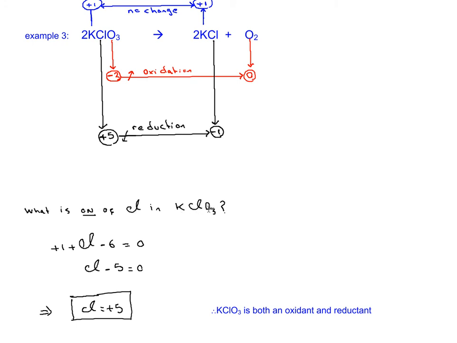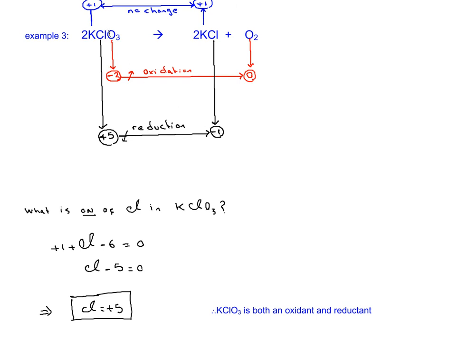Potassium is +1, oxygen is -2. Let's just do algebra. +1 for potassium, plus chlorine that I don't know what it is, -6 because I have 3 times -2, should equal 0. It's a compound. +1 minus 6 is -5. So chlorine -5 is 0, so this chlorine has to be +5. On the other side, potassium is +1, chlorine has to be -1, group 17. You go from +5 to -1. That is a reduction, therefore this is the reduction half.